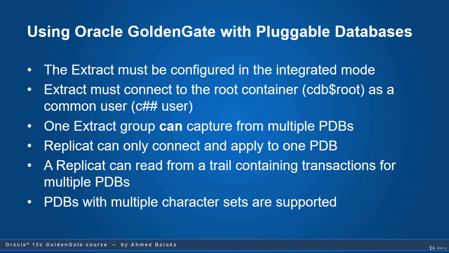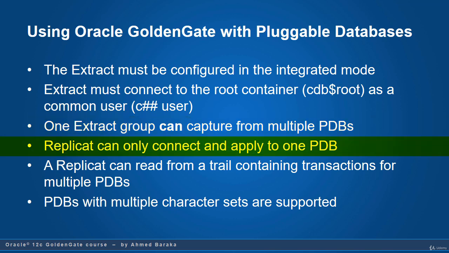As described in the previous slide, to configure GoldenGate with pluggable databases, we must configure the extract in integrated mode. The extract connects to the root container as a common user, or as a C## user. All common user names created in Oracle CDB containers start with the keywords C##. We will see soon an example of creating such a user and discuss the privileges required for it. Because common users can access the user PDBs, we can configure a single extract to capture from multiple PDBs.